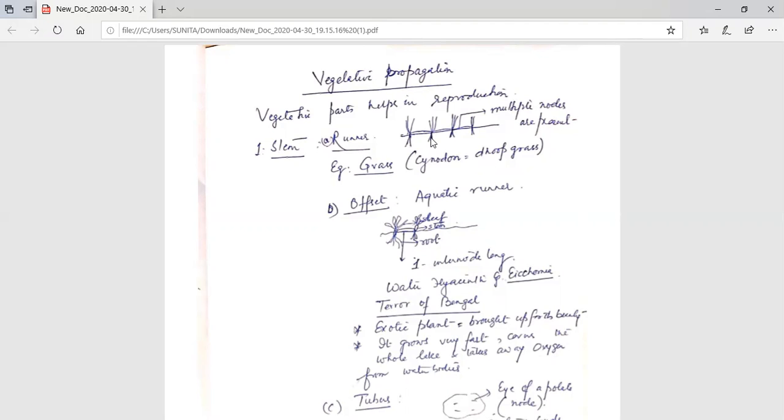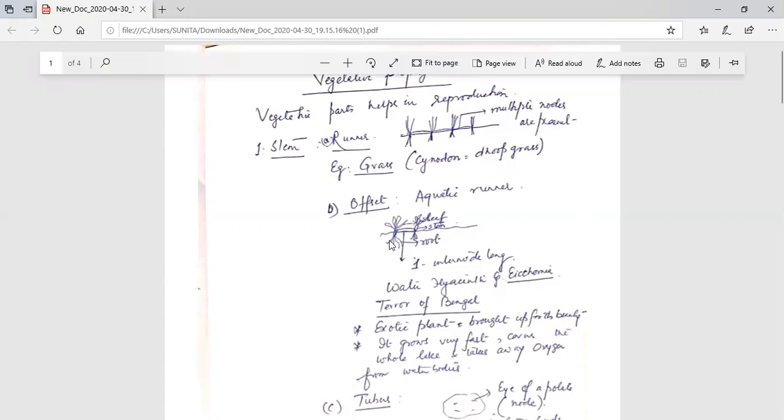In the case of offset also, you can see this grows in water. You have seen Eichhornia. The roots are growing under the water. This is the stem and these are the leafy shoots. A few of the stems again run parallel to the surface, and at a certain point again the roots grow, and from that point again a new plant arises.